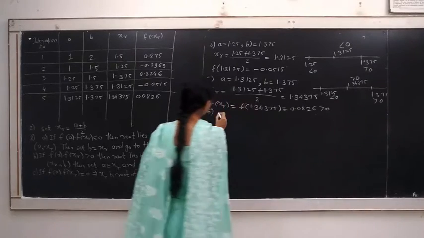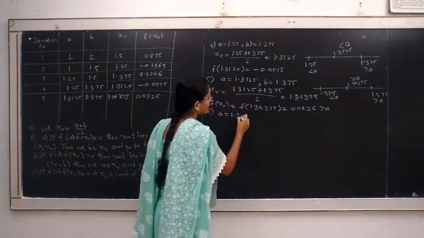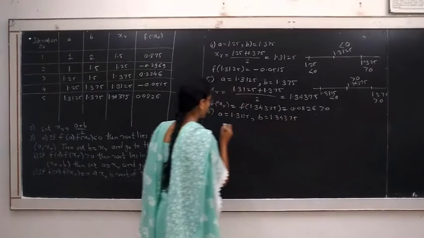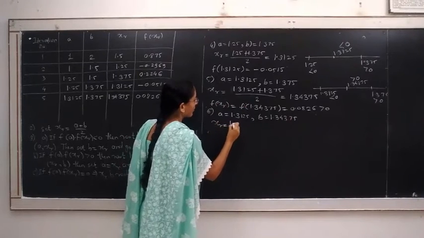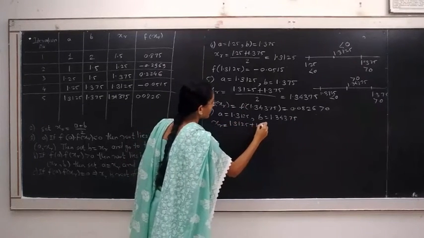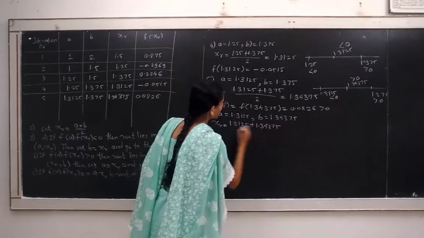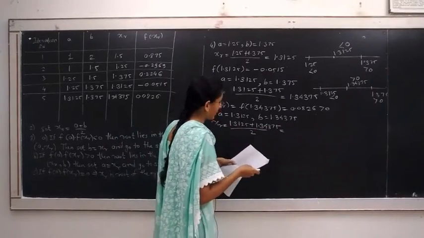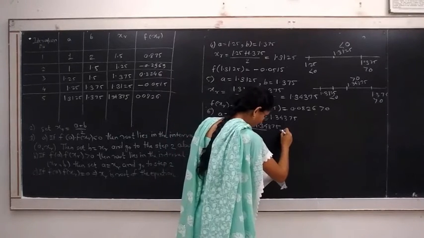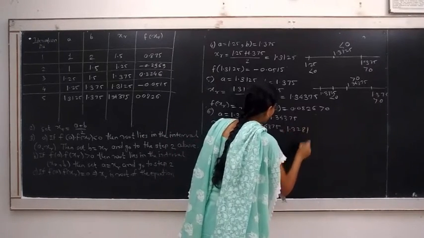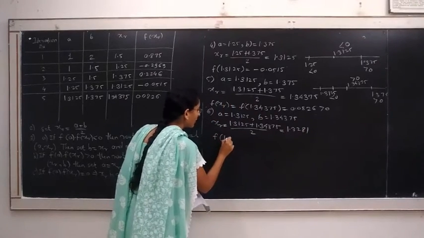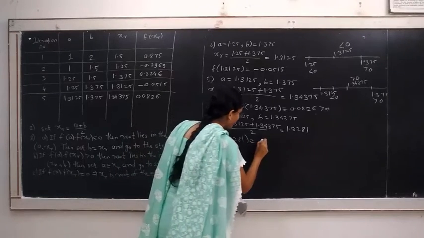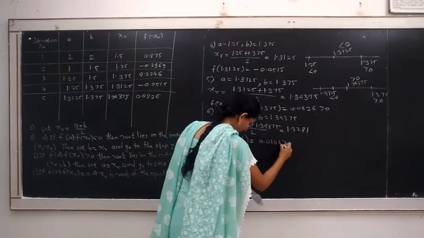So in the next iteration, we choose A is equal to 1.3125, B equal to 1.34375, and we calculate the value of XR as 1.3125 plus 1.34375 upon 2. This value is 1.3281. F of 1.3281 is equal to 0.0144, which is greater than 0.